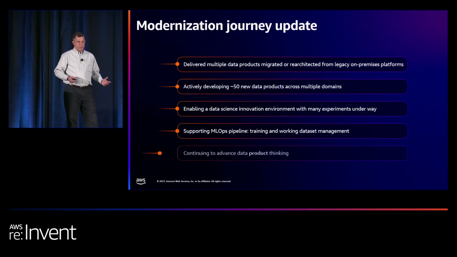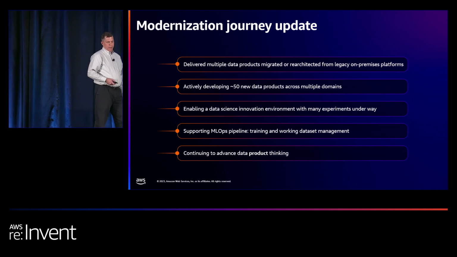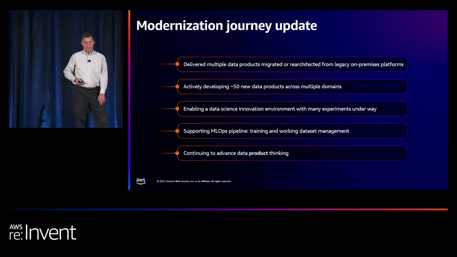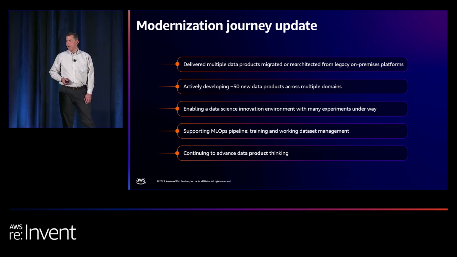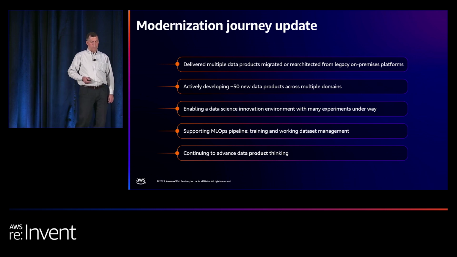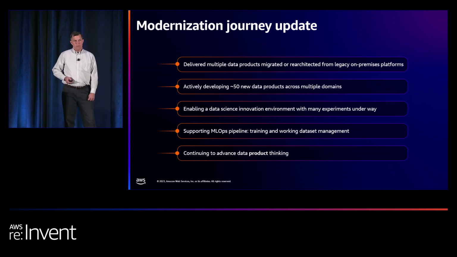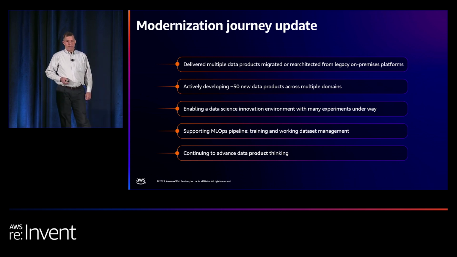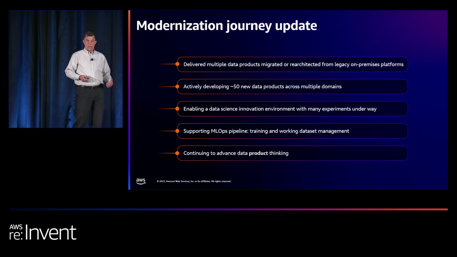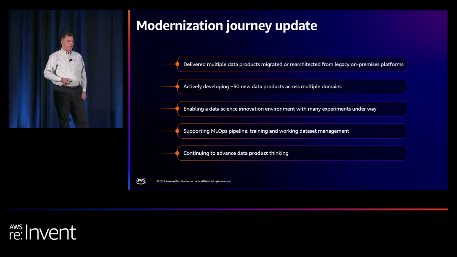So where are we in this journey of data mesh? We've delivered multiple products and re-architected from legacy on-premise platforms. We're actively in development for roughly 50 different data products as we speak across multiple domains. We're actually supporting a data science innovation hub platform with many experiments that are actively underway. We have an MLOps pipeline we call AI Central that is leveraging this architecture. And we continue to advance data product thinking within the company.